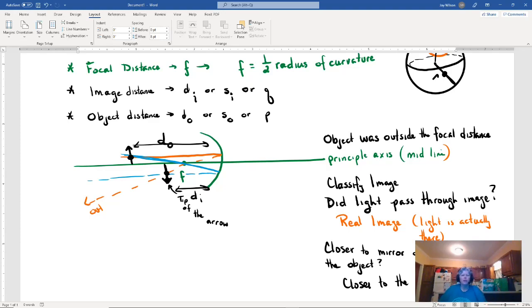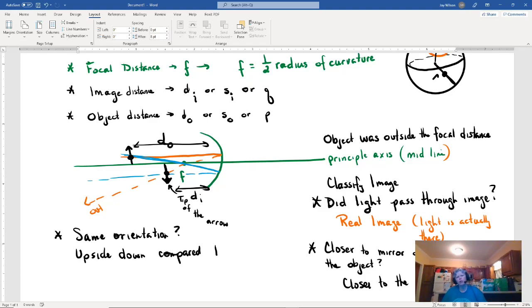And last but not least, the last thing we have to do as far as classifying here is, is it same orientation or upside down? Actually, there's two more. Same orientation, well in this case, it is upside down compared to the object. Or you will also hear us just say it is inverted. So we'll say inverted instead of upside down.